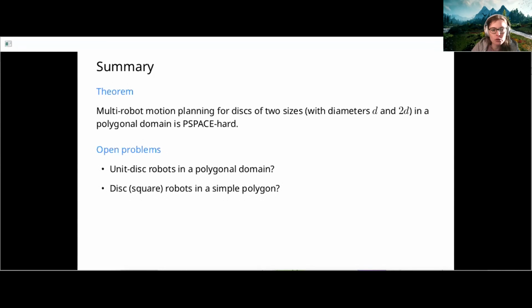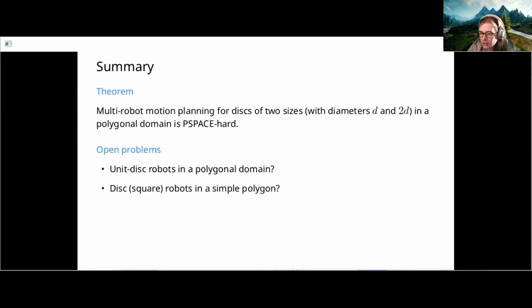The future work, the open problems here to consider, is of course going to a single unit disk case. And also what happens if we only want to work in a simple polygon. So disks or squares in a simple polygon. What can we say about those, the hardness of those problems? And this will be the end of part 1.